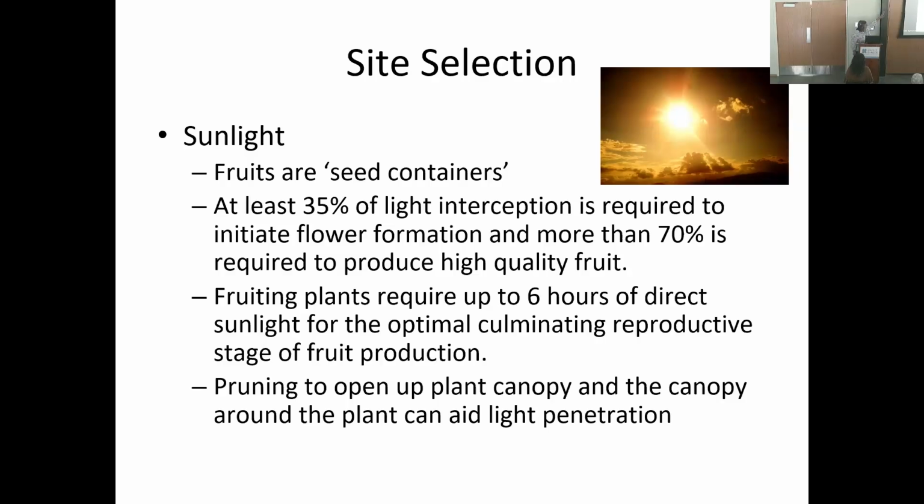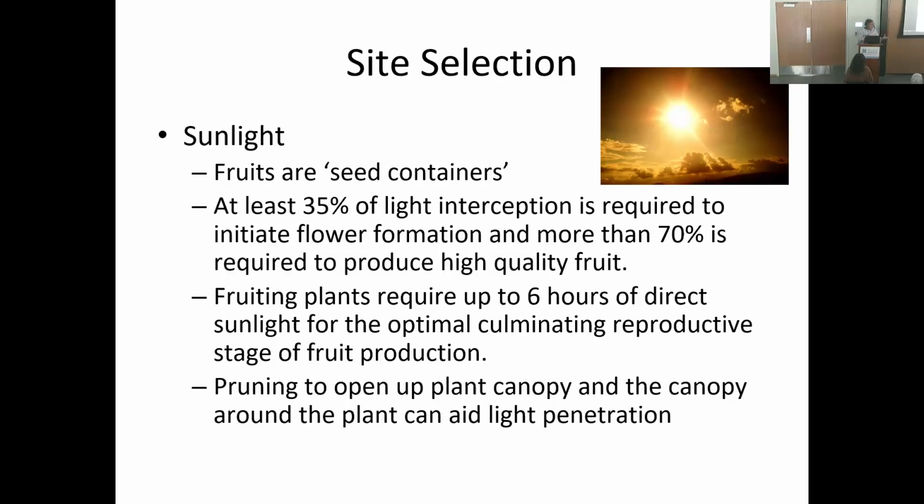They're going to be thinking about needing 6 hours or more of sun for that fruit production to happen. I like to remind people that botanically, fruits are just seed containers. And so they need that sun. They need that sunlight.